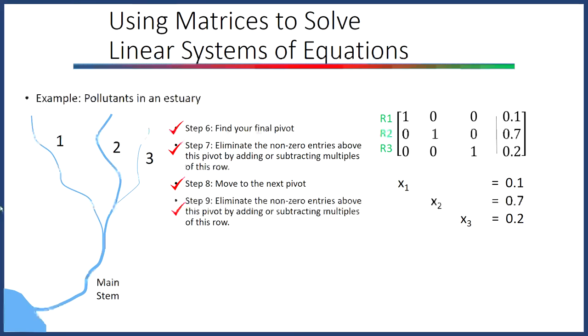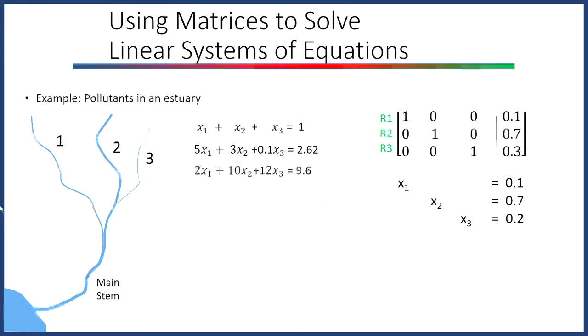So we know that 10% of the main stem water is coming from tributary 1, 70% is coming from tributary 2, and 30% is coming from tributary 3. Let's check this really quickly against our initial equations. Here are the equations, and if we plug it in, does 0.1 plus 0.7 plus 0.3 equal 1? Yep. Does 5 times 0.1 plus 3 times 0.7 plus 0.1 times 0.2 equal 2.62? Yep.